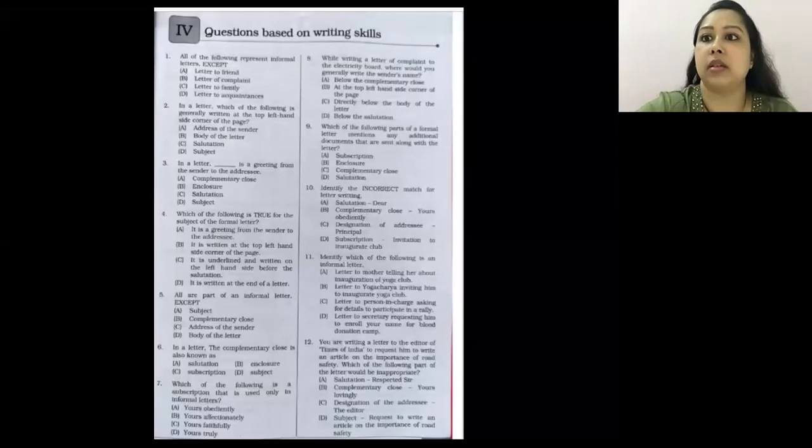But we never wrote our name on the left-hand side in the beginning. Prajakta, you did, as per the new pattern. You did. Everybody did. Okay.